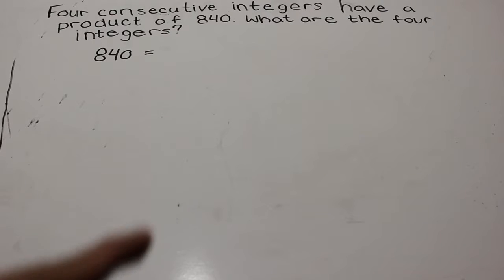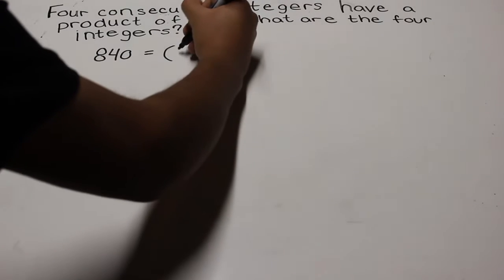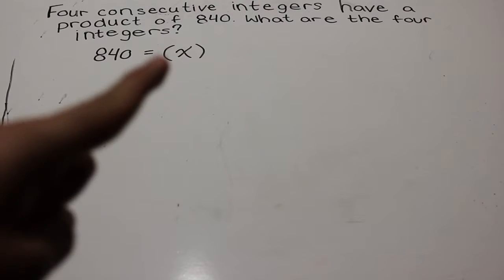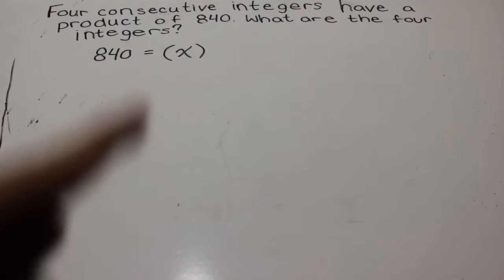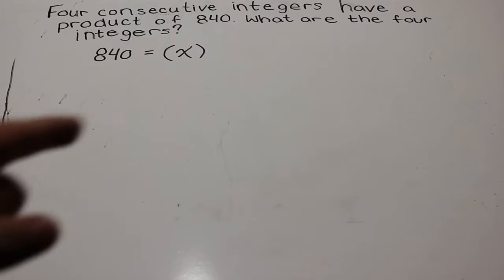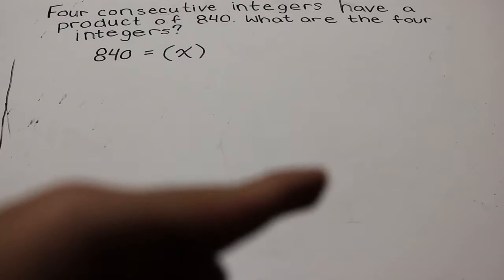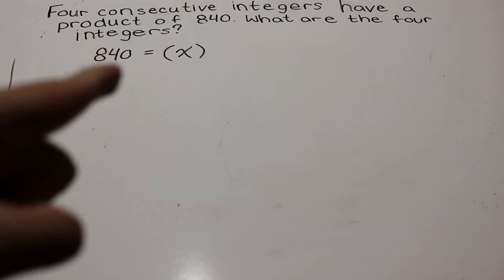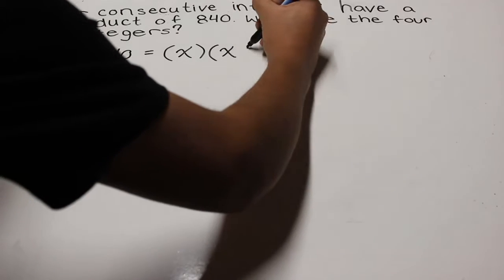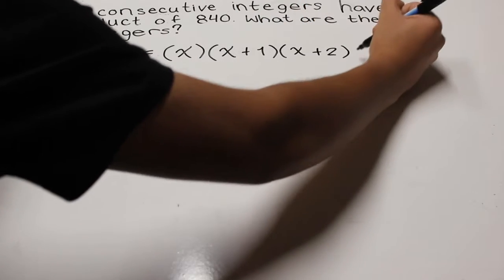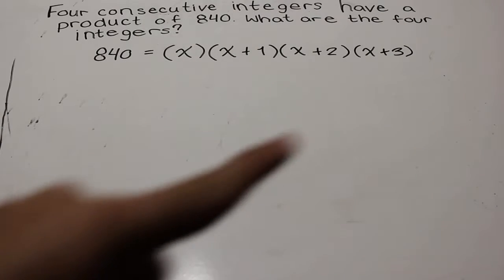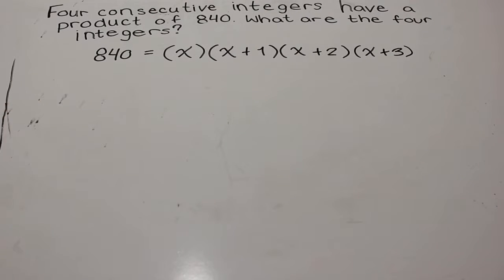Let's have x represent one of the numbers. So we know that x is one of the numbers. We know that there are 4 consecutive integers right after this number. So to do that, we would have to do x plus 1, x plus 2, x plus 3, because those are consecutively right after this number of x. So now we have 4 integers here that will equal 840.